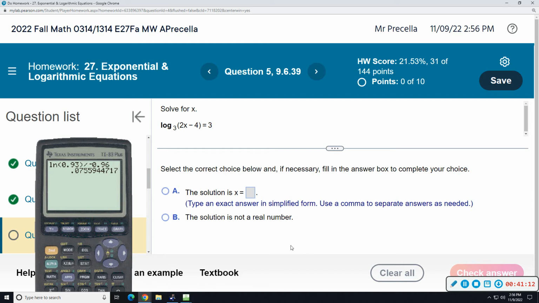Let's write down the problem. Problem number 5. It says solve for x. Log base 3 of 2x minus 4 equals another 3. Oh, geez.